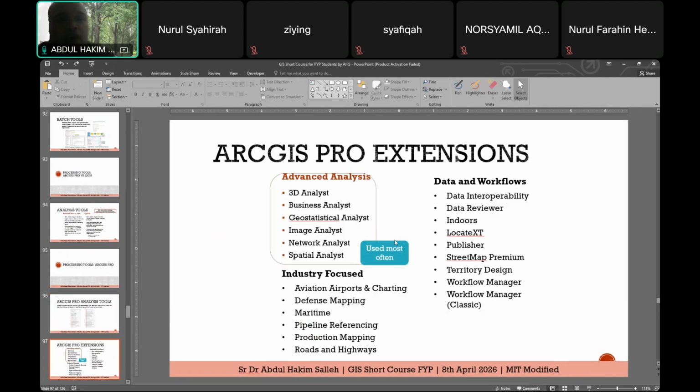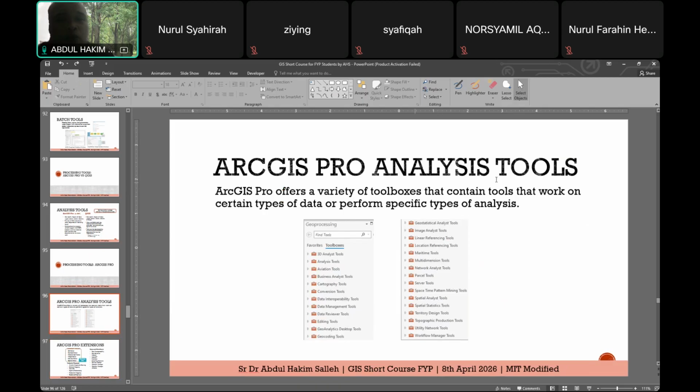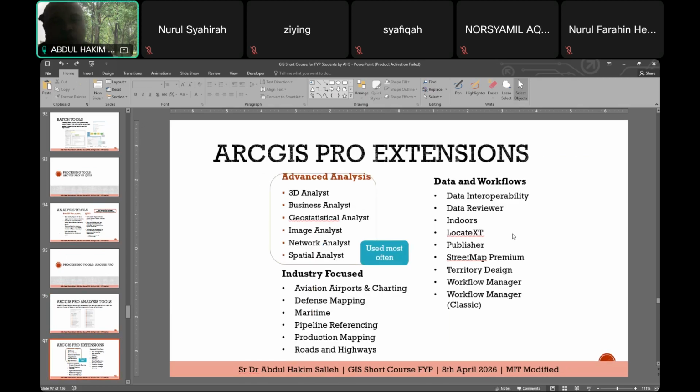But the difference from Quantum GIS is that ArcGIS is secure. It has its own experts and it cannot be changed because it is not open source. It is expensive. This is widely used.